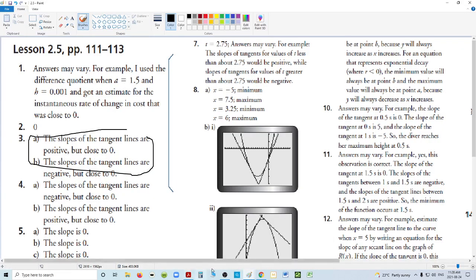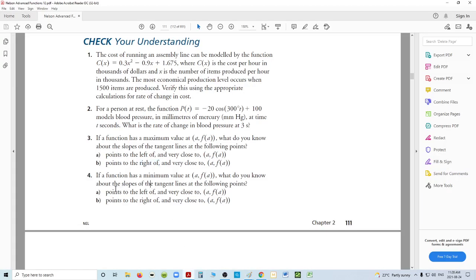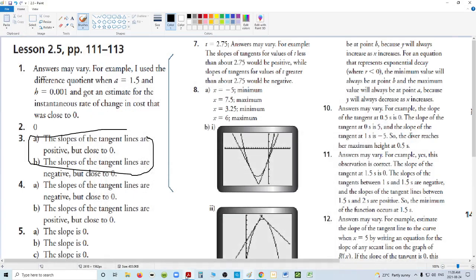And then the reverse on the next question, we expect the opposite. On a minimum value, to the left of the point, we expect the slope to be positive and close to 0. And to the right, we expect it to be negative and close to 0. And sure enough, that's what they concluded as well.